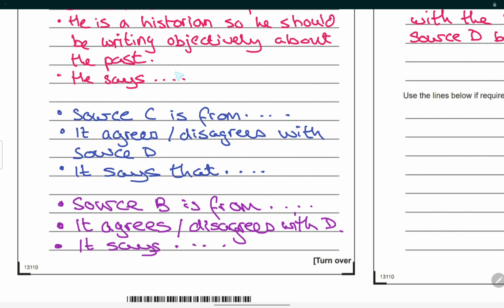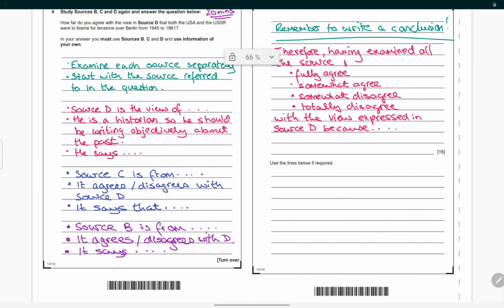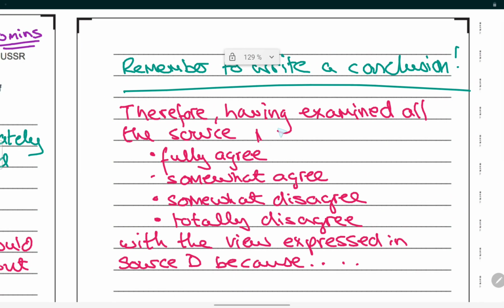Then, once you've finished with the source mentioned in the question, you go on to look at the other two sources. Source C is from whoever it's from again, and then it agrees or it disagrees with source D. Does it agree or disagree with source D, the source mentioned in the question? And then say what it says. And then finally, source B is from, and again, it agrees or disagrees with D, the source mentioned in the question. It says that. And so you go through that process of looking at each source and identifying who it's from, what they're saying, and what their viewpoint is, okay, and whether it agrees or not with the view in source D.